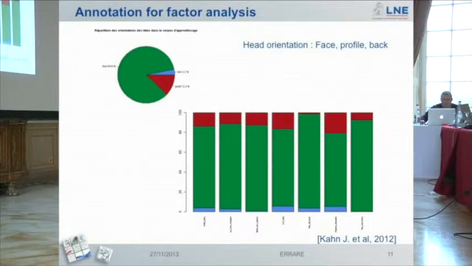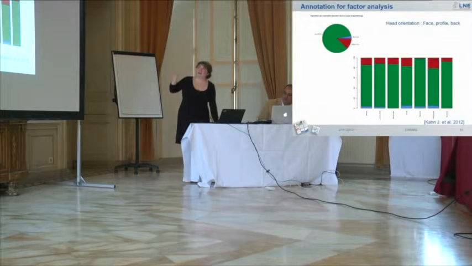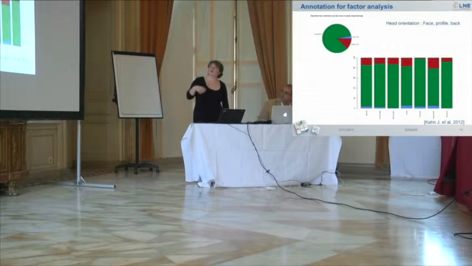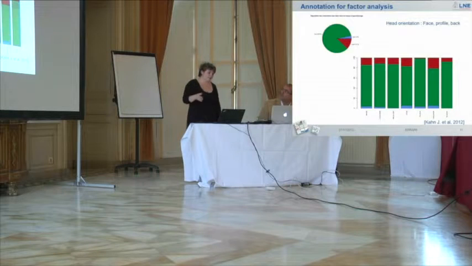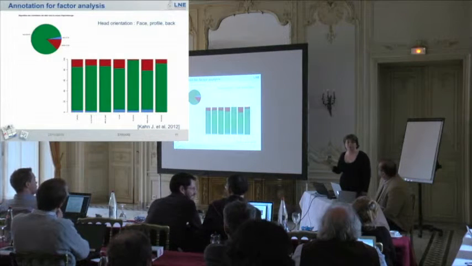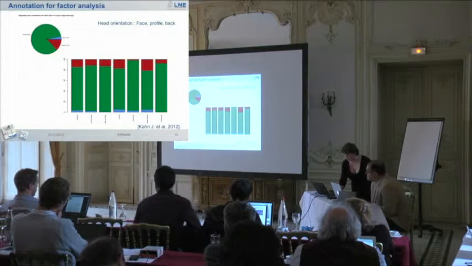Here it's another kind of annotation, for a factor analysis. The head orientation is annotated in the Repere corpus, and so you know if the head of the person is in face, in profile, or from the back. And so you can see that for 80% of the corpus, people are in face. But according to the show, this distribution is not exactly the same.